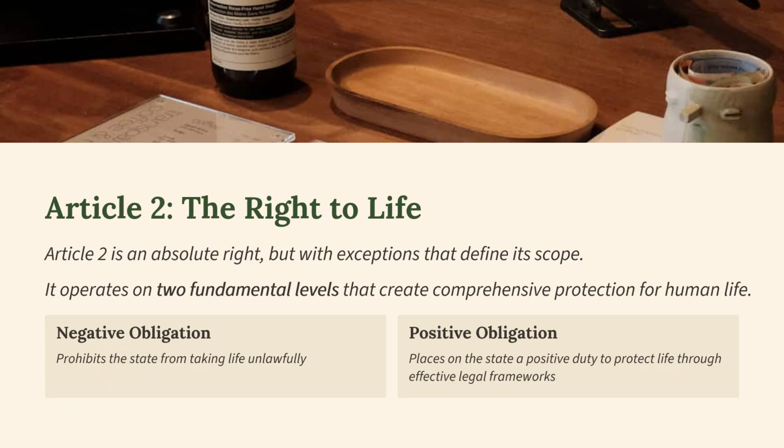Now, Article 2, the right to life, is an absolute right, but with some exceptions that define its scope. It operates on two fundamental levels that create a comprehensive protection, or that's the aim, for human life. It has a negative obligation, which prohibits the state from taking life unlawfully, and a positive obligation, placing on the state a positive duty to protect life through effective legal frameworks.